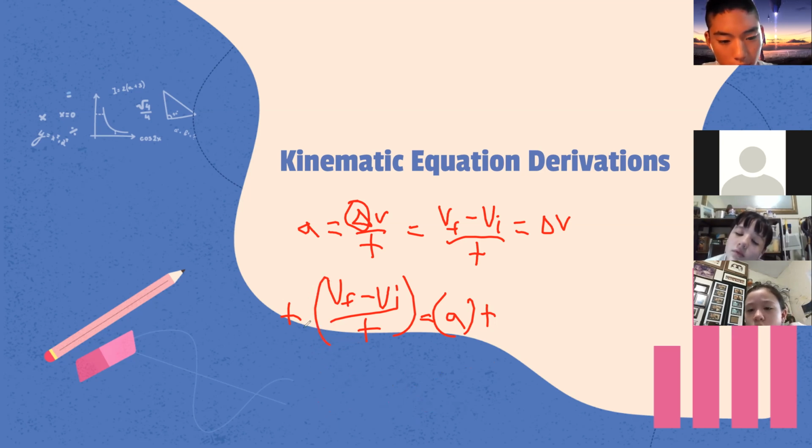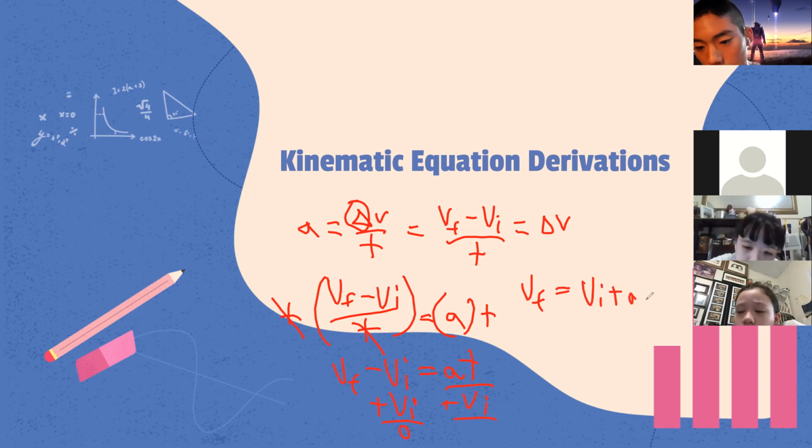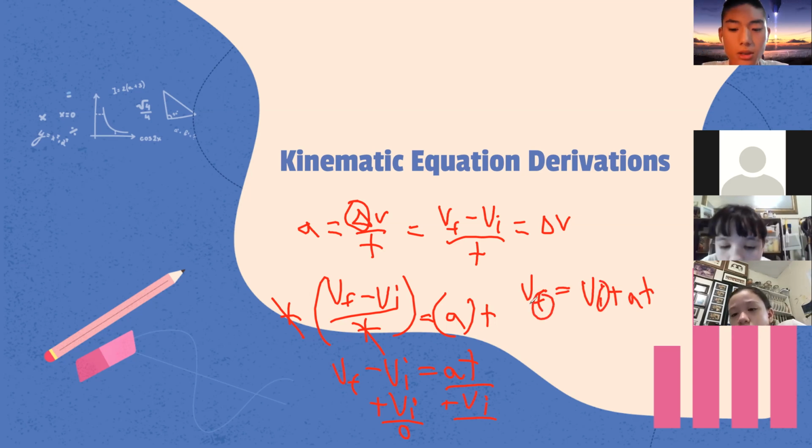Right, so after this, the time gets canceled out, and we actually get vf minus vi equals at. And so what we do is we put vi on the other side by adding vi on both sides, and we're left with this equation: vf equals vi plus at. And this subscript on the bottom, the i and the f, just means initial and final. It's just a way of simplifying our math, so we don't have to write the actual words. All right, so this is our first equation.